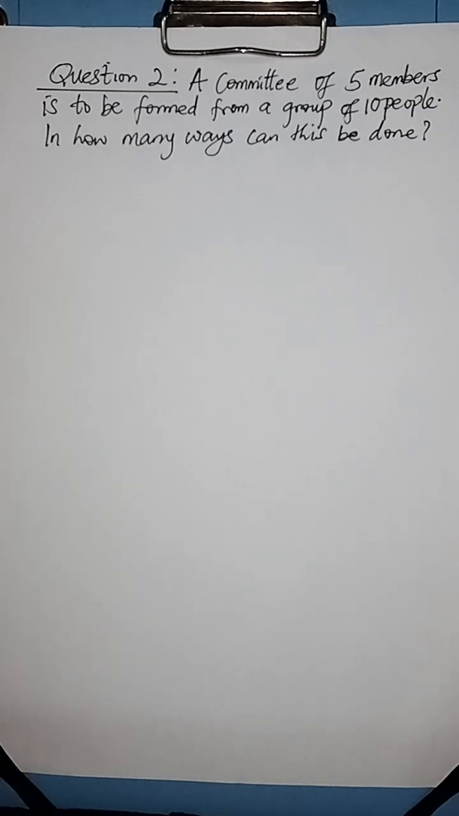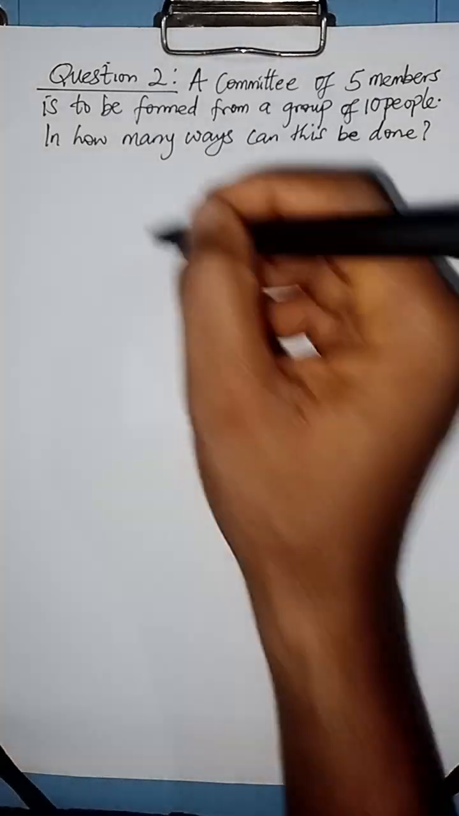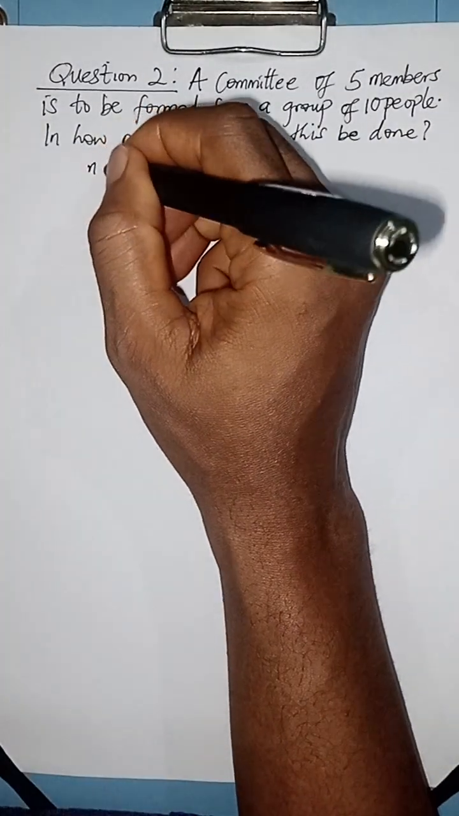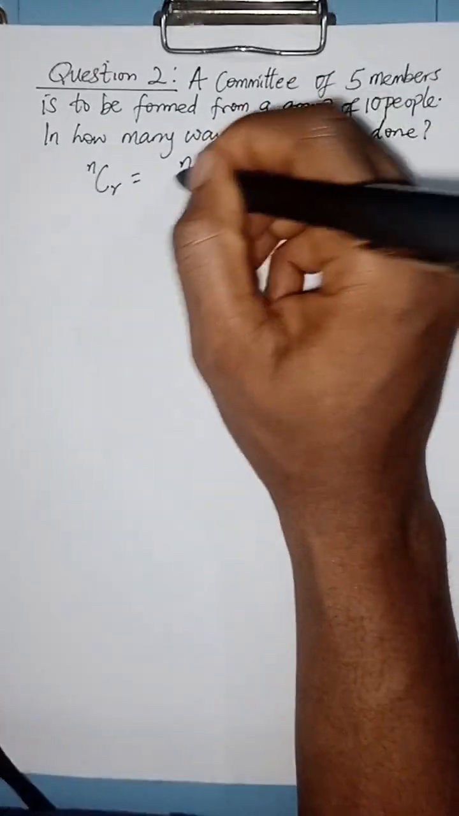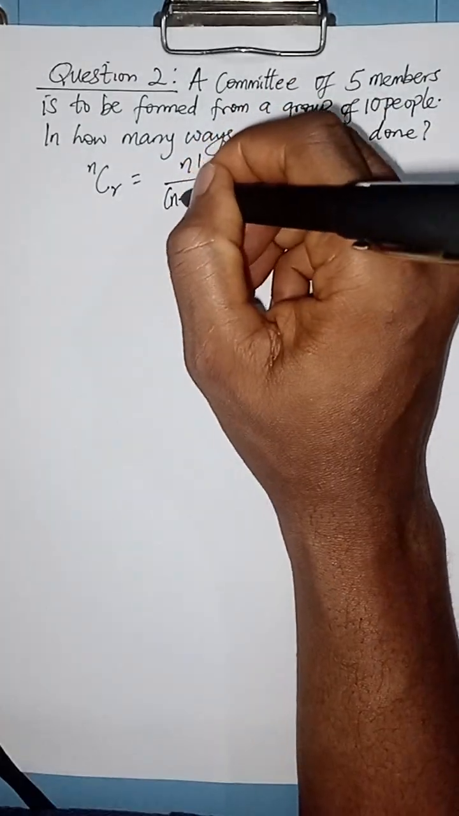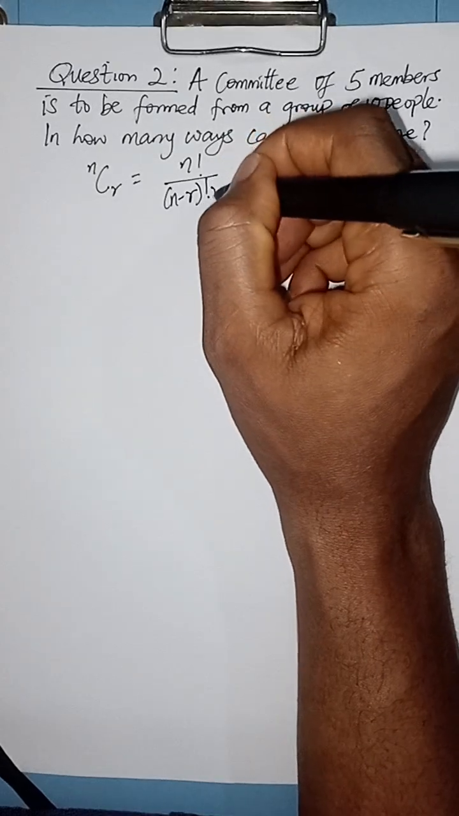Now let's look at the second question. A committee of 5 members is to be formed from a group of 10 people. In how many ways can this be done? So what do we do in this question? We apply the combination formula, which is n combination r, n factorial divided by (n minus r) factorial.